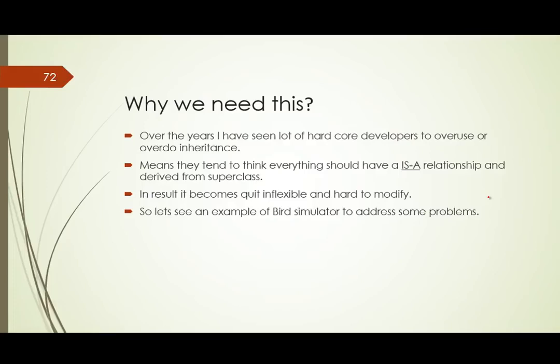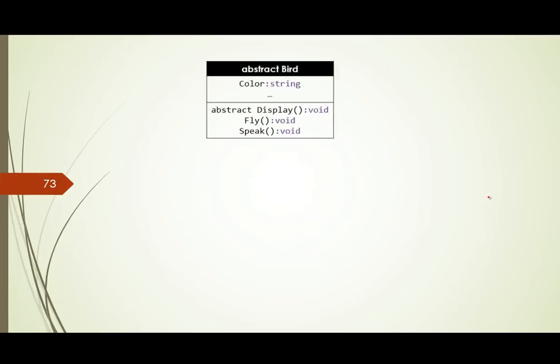So let's see an example of a Bird Simulator to address some problems. Let's say we have a Bird Simulator abstract class. The abstract class is named abstract Bird. The class has some properties like the color of the bird or how it speaks, and some methods like the display method. The display method should be unique for every bird, for how they display. The fly method should be void, and it will print that they are flying or not flying. And the speak method is how they are speaking. We are really interested in the display method, but let's see how the design goes.